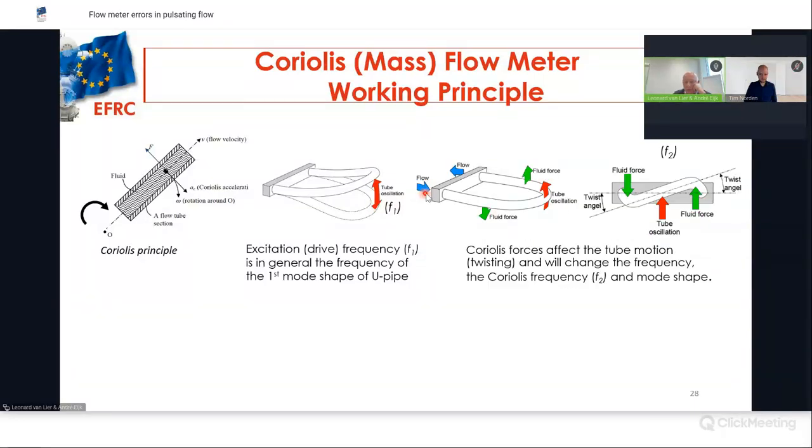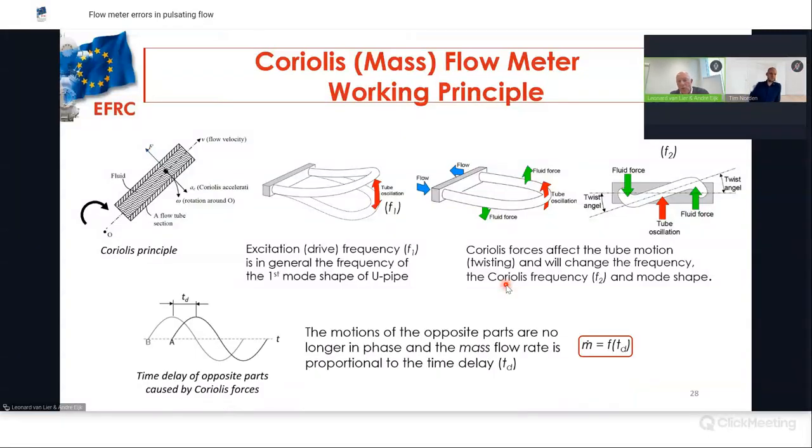If a flow is flowing through that pipe, you get the Coriolis forces, and they are opposite for both legs, and that results in a twisting of that pipe, and that will cause a frequency which is called the Coriolis frequency, and also a Coriolis mode shape.